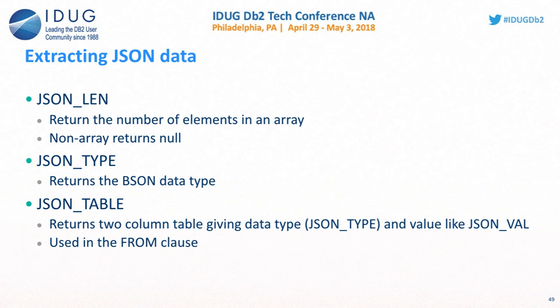JSON_TABLE is used in the FROM clause, and I really expected it to look like XMLTABLE to break things out for me, and it didn't really do that. It told me data types, and it kind of sort of gave me a value, like the JSON value, but it didn't work as expected. So if you're going to use this one, I would recommend that you try it and play with it and see what happens, because I'm sure this is going to be one of the first ones that they improve.